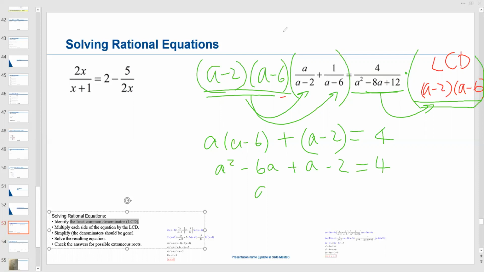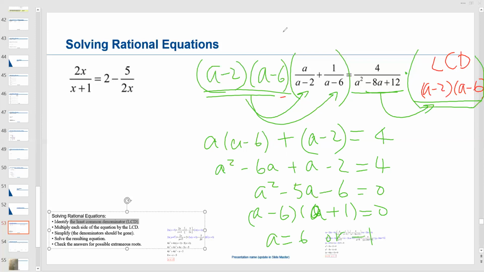So we combine all the like terms. Minus 6, right? So we get 0, right? So you can continue to factor. We know here is negative 6, positive 1. So you get a equals 6 or negative 1.